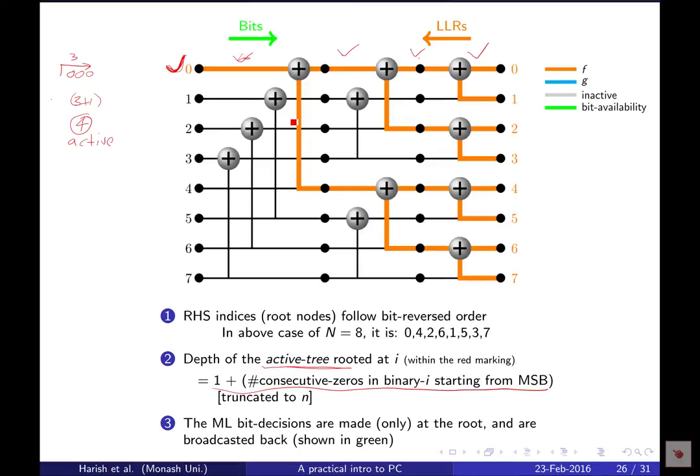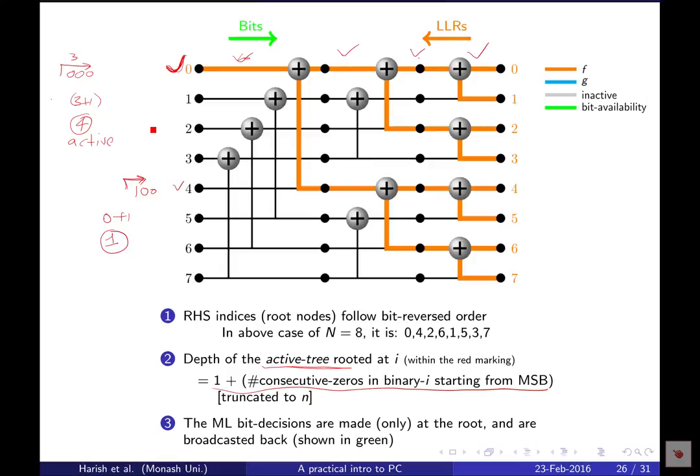Let's take another example. So if you take index 4, the 4 index can be represented as 100 in 3-bit representation. There are no consecutive zeros from MSB onwards. Therefore, 0 number of consecutive zeros plus 1. So the tree that is going to be rooted at 4 will have only one level of active tree. That you will see very soon. So this is the computation.